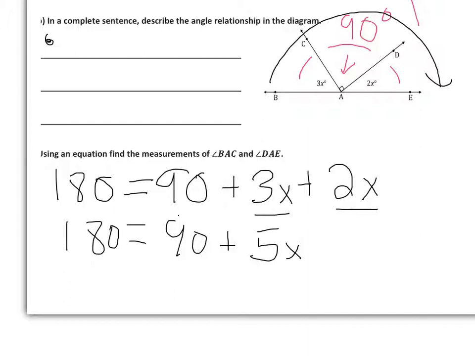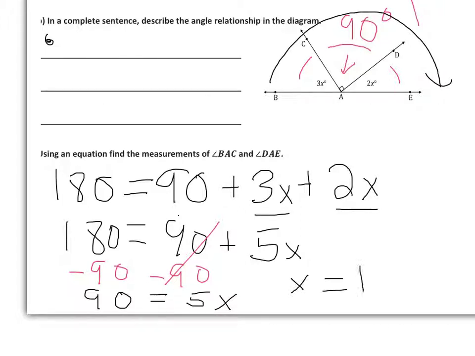And then what we do is solve for x. Just like before, we'd take away 90 to make that 0, take away 90, and we're left with 90 is equal to 5 x's. Well, once you find the x's, then you can figure out what 3 times x is for this angle up here, and 2 times x for this angle over here.